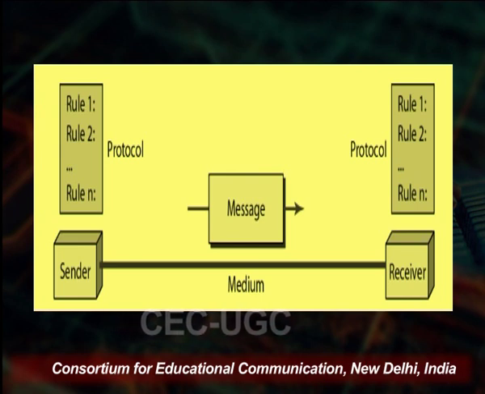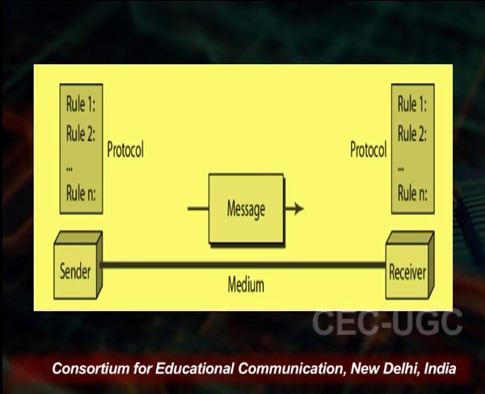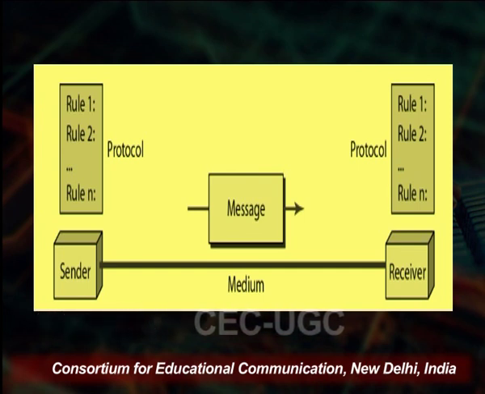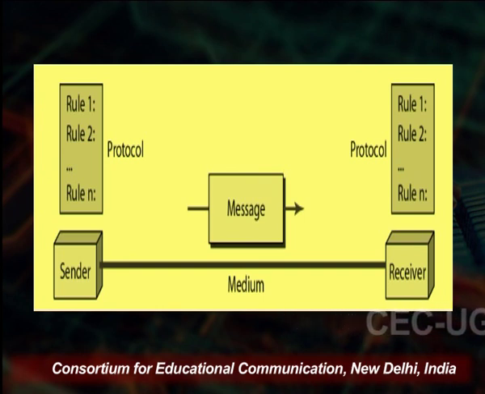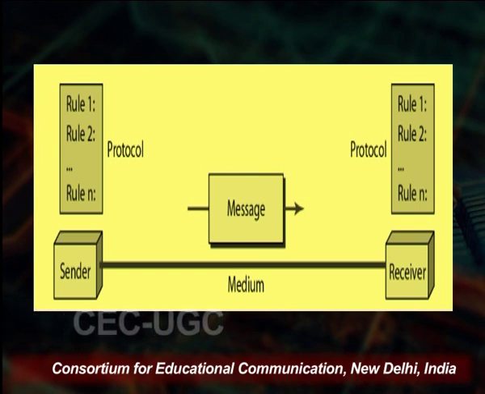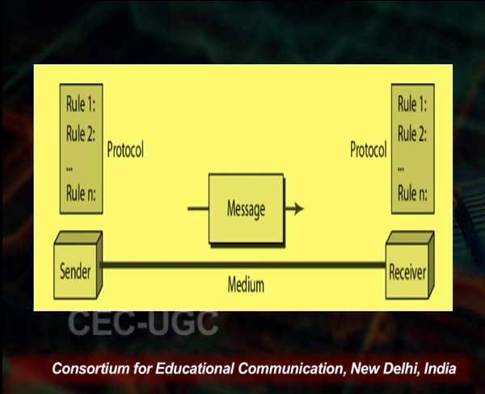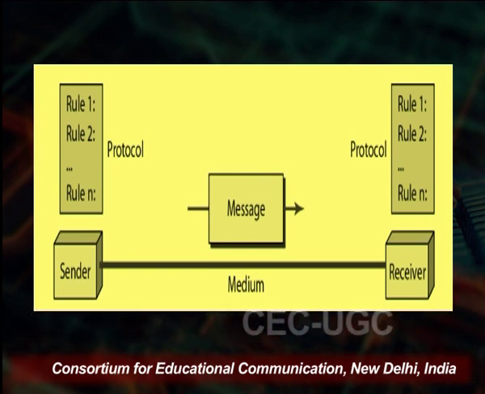Now, if we want to look at all these 5 components in a single figure, you can see on the left side there is a sender, then on the right side is the receiver. Between sender and receiver there is a medium, and there is a message, which is information to be exchanged or sent from sender to receiver. That message is traveling on that particular medium. So, we have sender, receiver, message and medium, the 4 components.